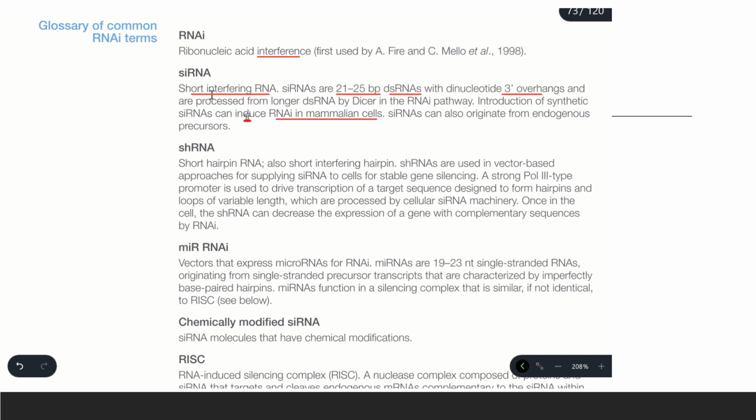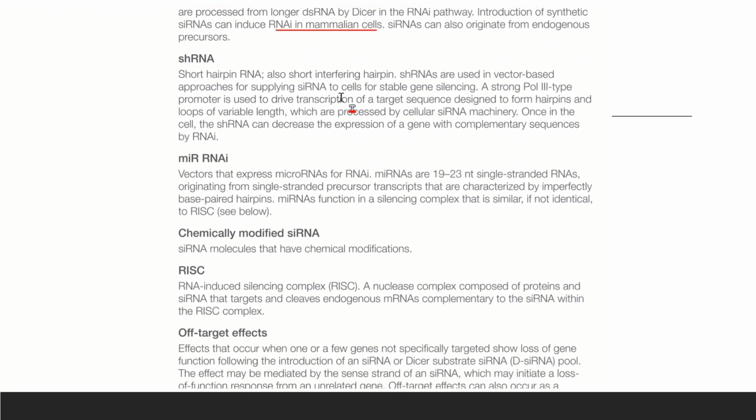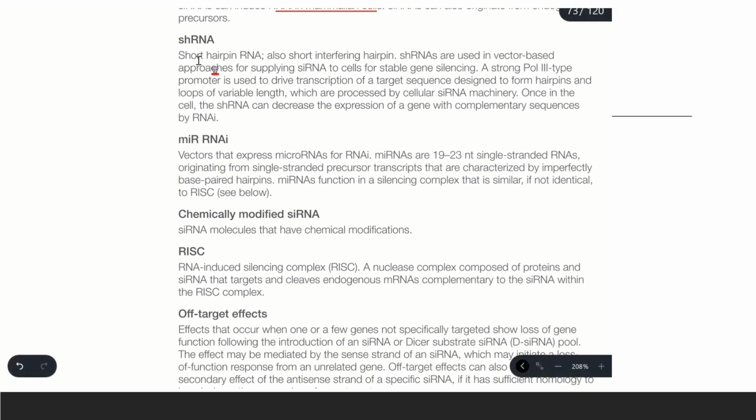So these occur naturally in our bodies, but if we want to go in and silence a specific gene because we don't want that protein made, then we can create a silencing RNA for that specific gene, and we can just silence it, and then we won't get any production of that protein, or we'll get a lot less production of that protein. Short hairpin RNA, shRNA, also short interfering hairpin.